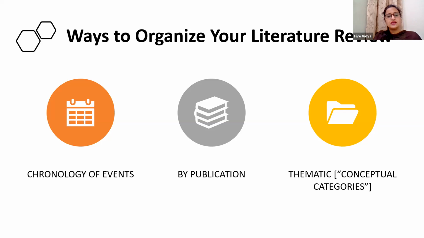Then the second one is by the publication. Let's say for any specific topic, there are versions of publication. The first version was, let's say, published in 2015. The next was published in 2017. The later version was published in 2019. So you can mention all the versions in the same order as their publication year.